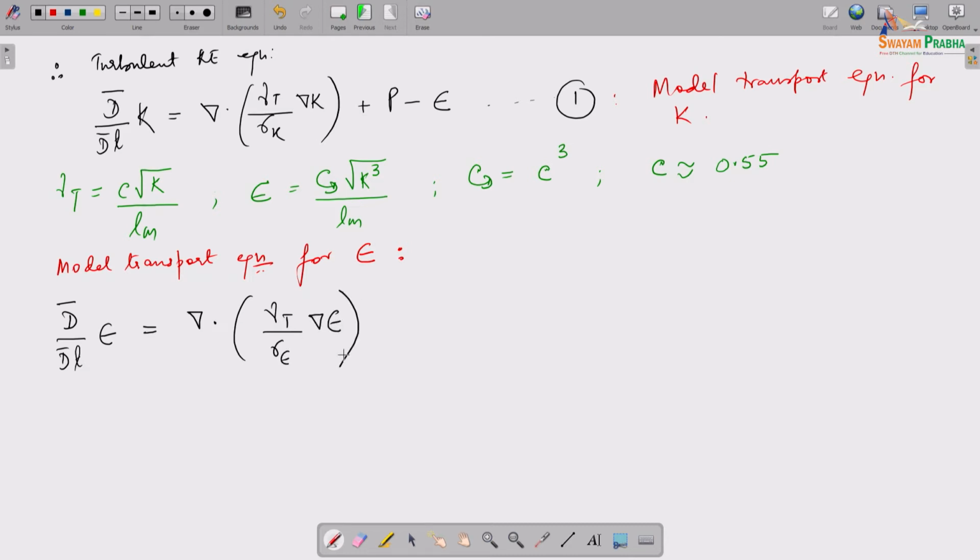See, we again use the gradient diffusion hypotheses, right, to model the flux. Okay. These are constants. Okay. Then I'm going to call this as 2, right. This is the model transport equation for epsilon.